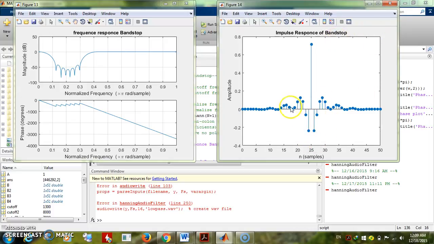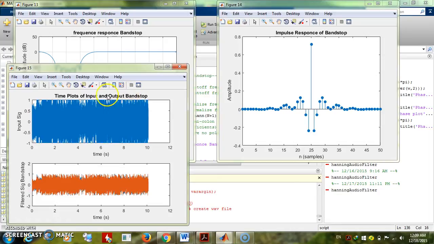The graph is almost like this, and this is the highest amplitude of the graph, and for the others it is closer to zero. This graph is the time plot, and it is also calculated by the formula of the frequency.